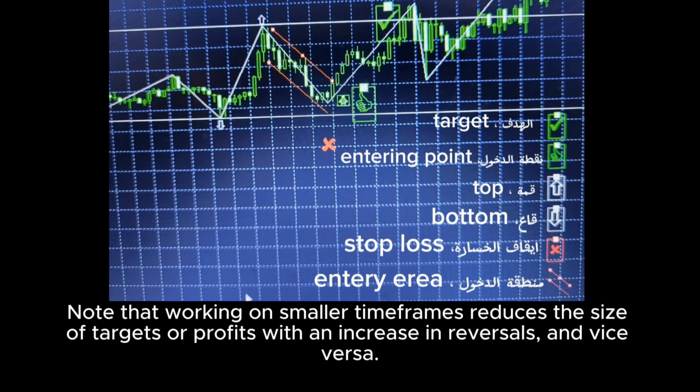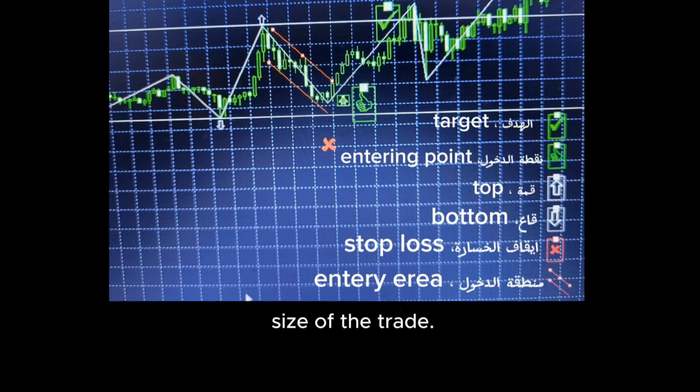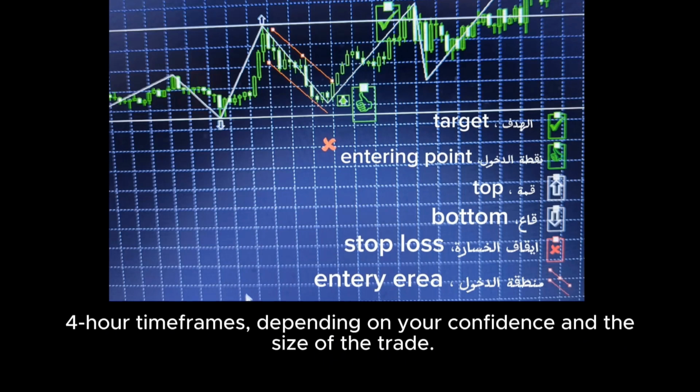Note that working on smaller timeframes reduces the size of targets or profits, with an increase in reversals, and vice versa. Therefore, it is advisable to work with the daily and hourly timeframes, or 4-hour timeframes, depending on your confidence and the size of the trade.